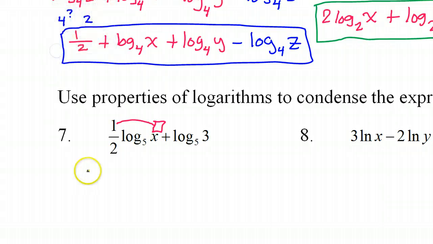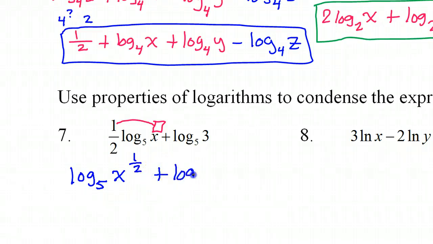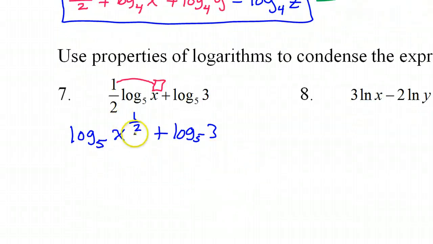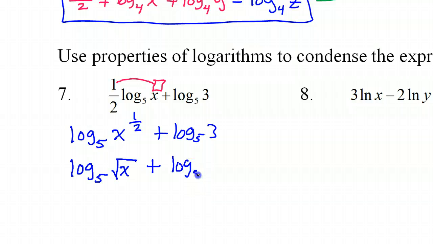So we will take this exponent and put it there. So that means this is going to become log base 5 of x to the 1/2 power plus log base 5 of 3. And in condensed form, we won't leave this as an exponent. We'll go ahead and make this back to square root again. So this will be log base 5 of the square root of x plus log base 5 of 3.